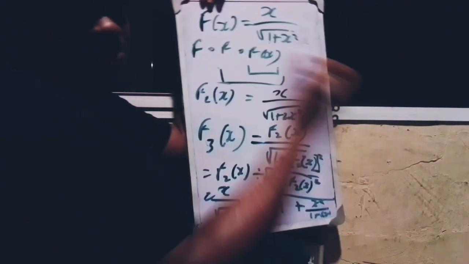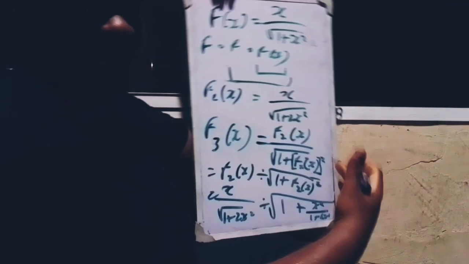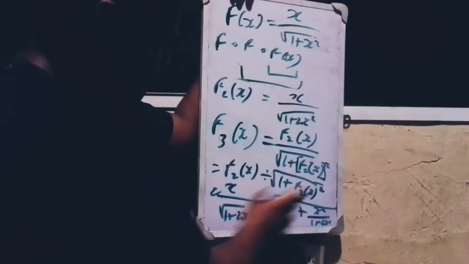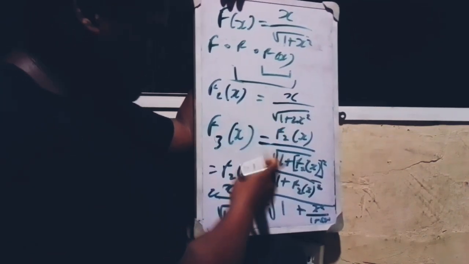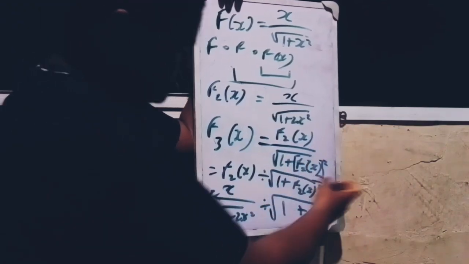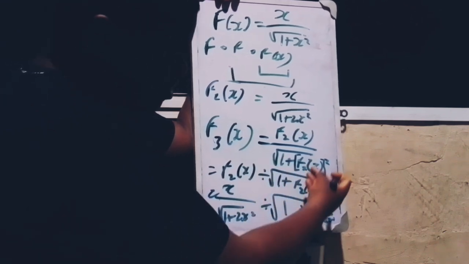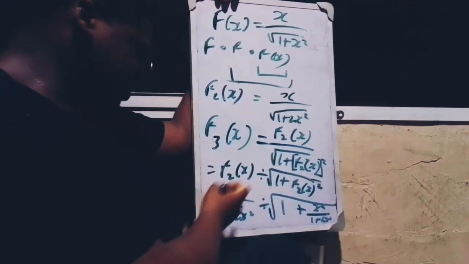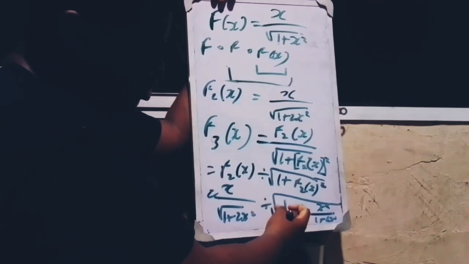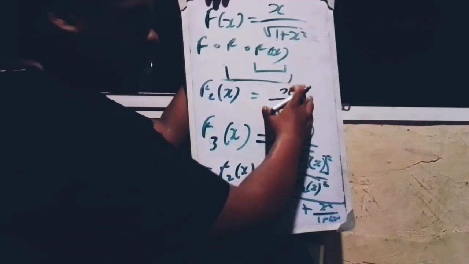Because here you have f of x. I believe you will understand it better if I use f of x instead of f2 of x. Because f2 of x is not standard math, it's just something I created now. But okay, so I'm going to use f of x. So this is equal to f of x divided by the square root of 1 plus f of x all squared. This is equal to x divided by the square root of 1 plus 2x squared, as we got previously, divided by the square root of 1 plus x squared divided by 1 plus 2x squared. It is x squared divided by 1 plus 2x squared because remember you have to square this.